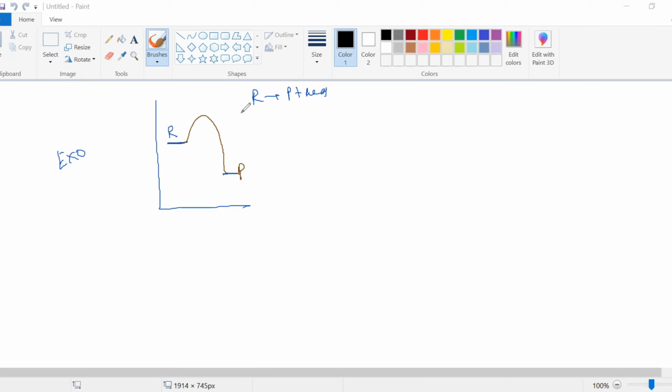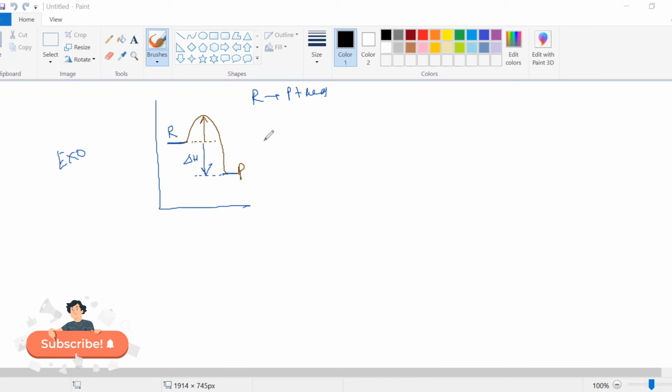Now, what is the activation energy? Write down this: activation energy is the reactant to the top of the hill. Please try to mention this. Reactant to the top of the hill. What is delta H? Delta H is the reactant to the product. This is the delta H you're having.